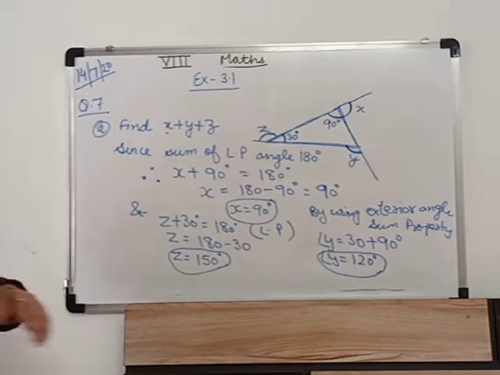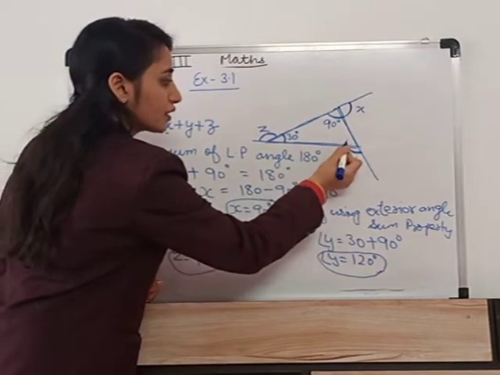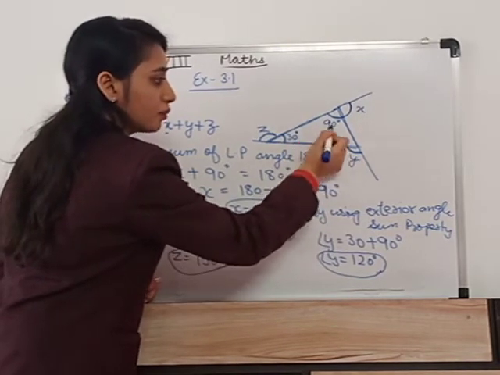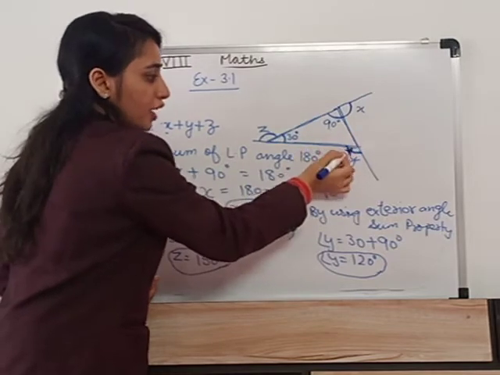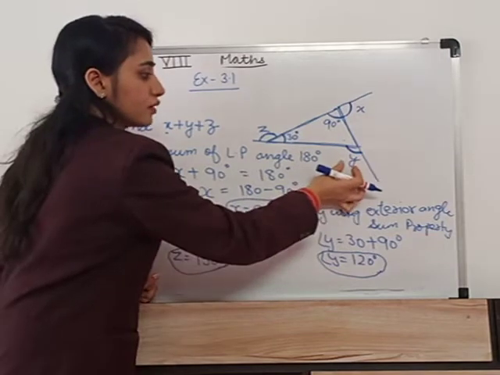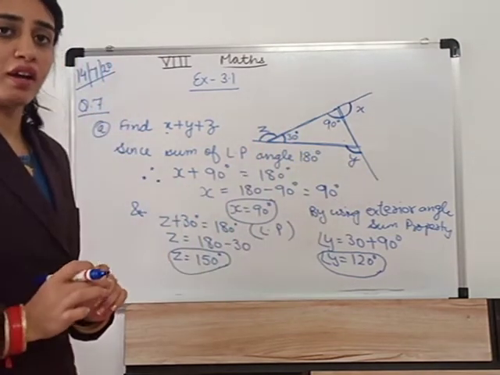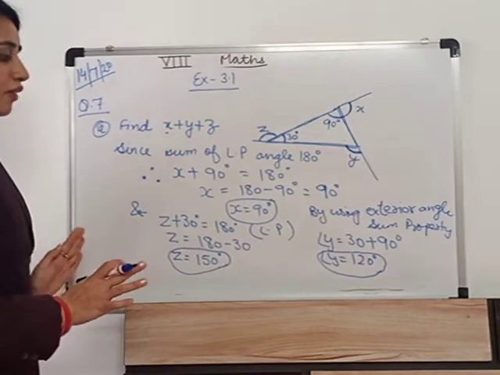Or another method for finding the value of y is what? First find this angle by using the angle sum property. After knowing this angle, then use linear pair, the sum of linear pair, you can also find the value of y. I think it is clear to all? Both the methods are very easy.